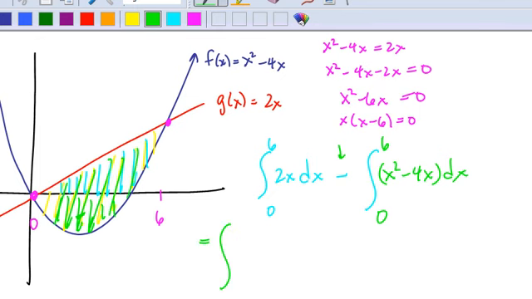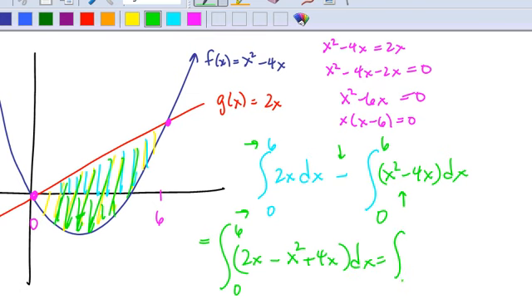I'm going to write this as a combined integral because notice that the limits of integration are the same. So I'm going to write it as the integral from 0 to 6 of 2x minus (x squared minus 4x). This minus sign gets distributed, and so this turns into a plus. And then one more time, I'm going to simplify. So I get the integral from 0 to 6 of 2x plus 4x, which is 6x minus x squared, dx.